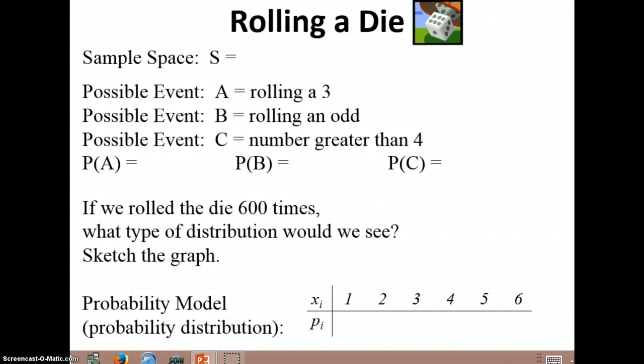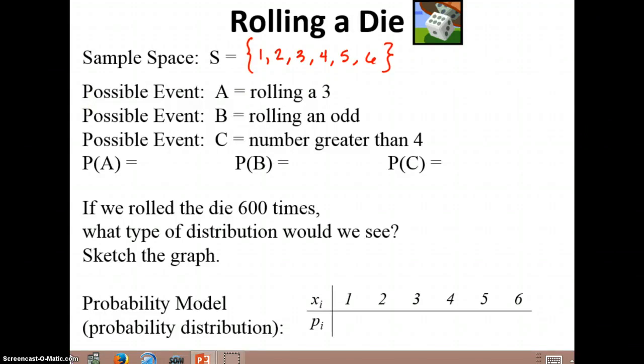Okay, so we're going to look at the sample space here of rolling a die. If we roll a die, there are 6 different outcomes. They are 1, 2, 3, 4, 5, and 6. And you notice we put them in little brackets, and those are each individual outcomes. Now, events are subsets of that sample space. So A, rolling a 3, is an event.